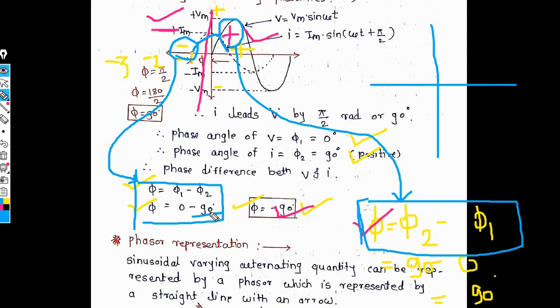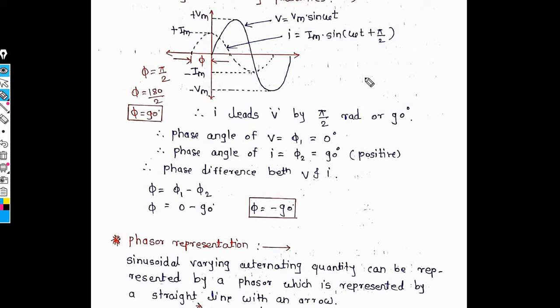Like mod phi 1 minus phi 2. Phi 1 minus phi 2, because this is the phase difference. Sir, it is phase difference, so it can't be negative. It is the difference between two. Your question is very good. The angle will not be minus.